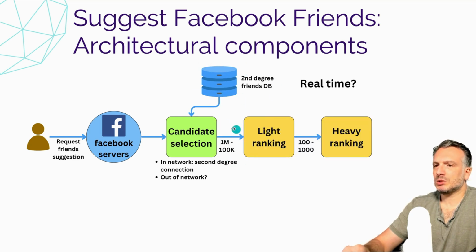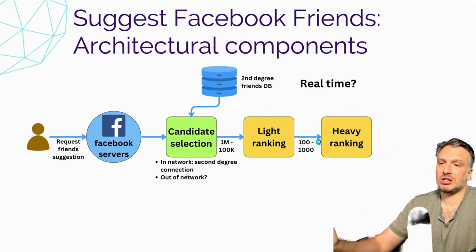Once we selected those second-degree friends, so let's say that now we have about 1 million or 100,000 users, a typical process is to rank in stages. We would have a light ranking stage and we would have a heavy ranking stage. The light ranking stage is very fast and can handle a lot of users, whereas the heavy ranking stage would be much slower but would provide a more accurate ranking. A light ranking stage would be done by a very simple machine learning model, whereas a heavy ranking stage would be done by a more complex machine learning model.